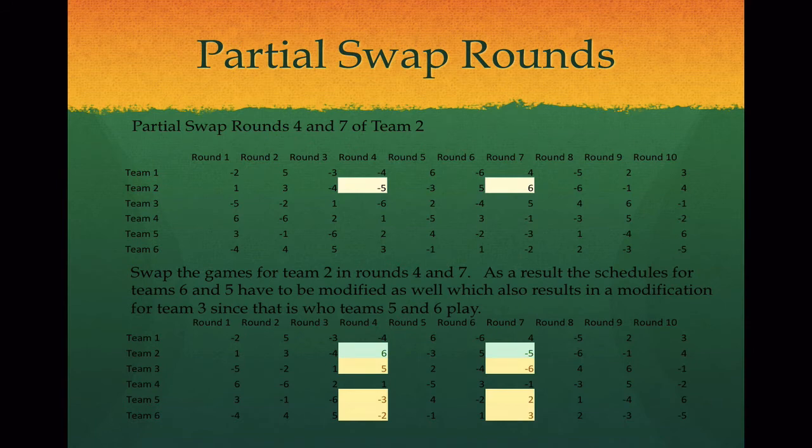Here is an example of partial swap rounds. For partial swap rounds, you take 1 team and 2 rounds, and you swap who that team plays in those 2 rounds. Now, this has a cascading effect in that you must modify the schedules of the 2 opponents and their 2 opponents, and their 2 opponents, and so on until you get into a cycle and you get back to the original team.